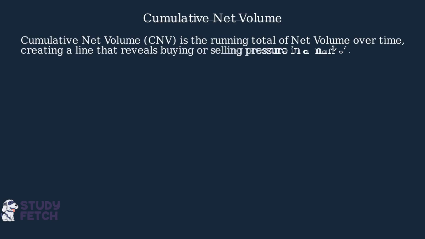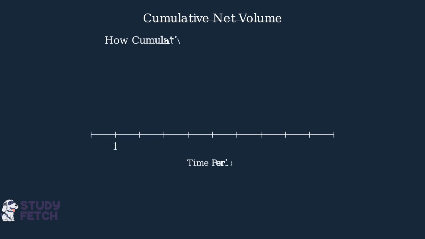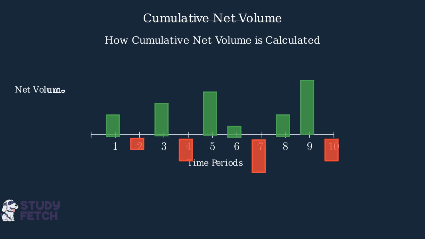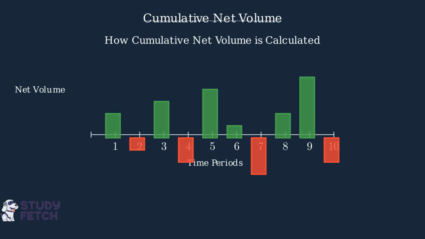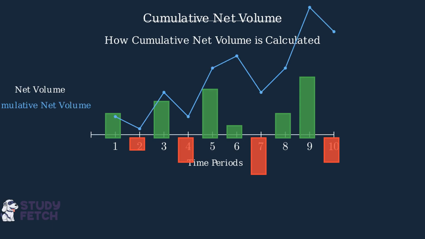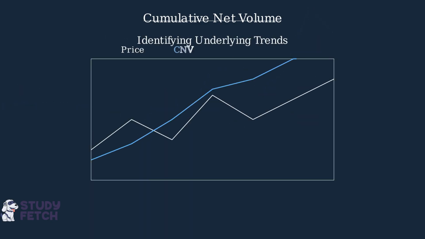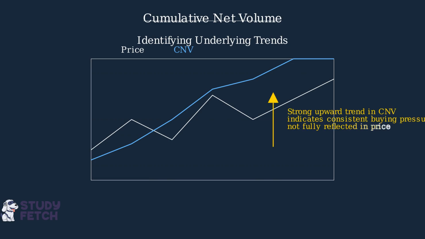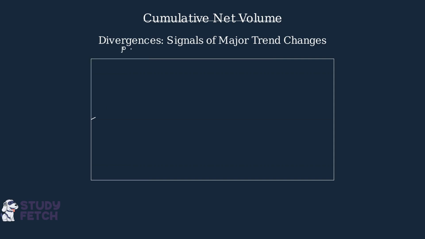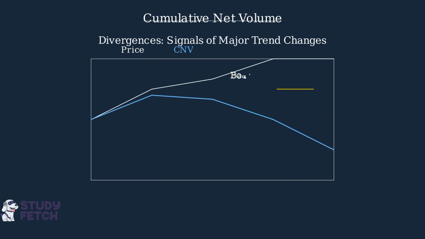Cumulative net volume is the running total of net volume over time. To calculate cumulative net volume, we take individual net volume values from each time period. We then add each new net volume value to the running total, creating the cumulative net volume line. Cumulative net volume can identify underlying trends that may not be obvious in price action alone. Divergences between cumulative net volume and price can signal major trend changes.